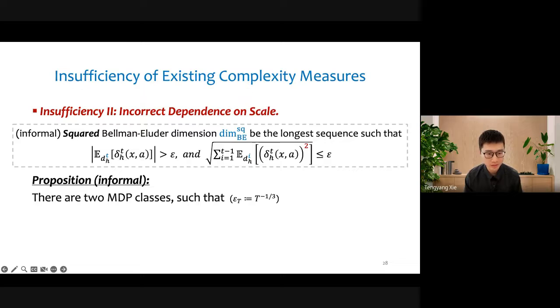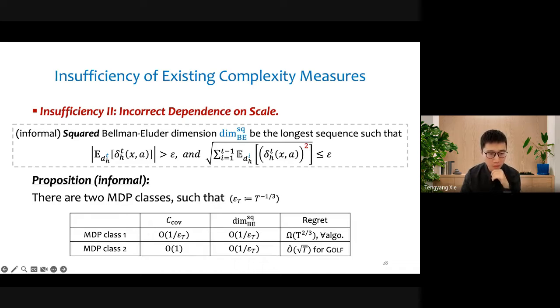The intuition here is... maybe let me tell you the average result first. After introducing that, we can still find two MDP classes such that for MDP class 1, there is a lower bound for its regret that can be at most T^(2/3). And in this case, both C cover and squared Bellman-Eluder dimension can capture it correctly.